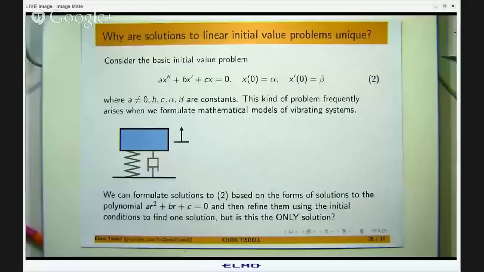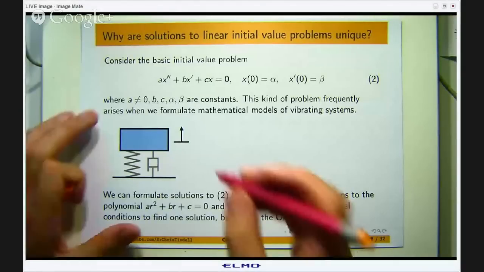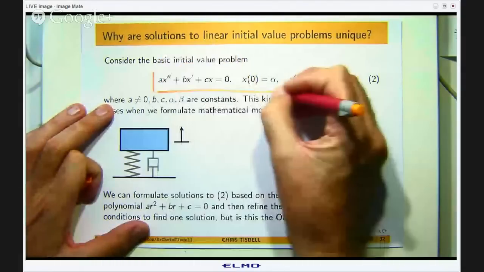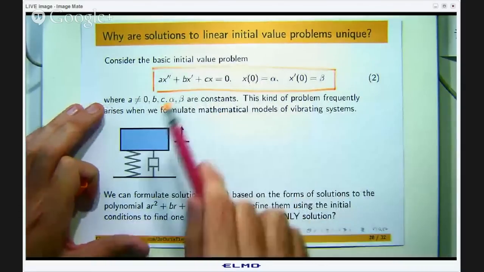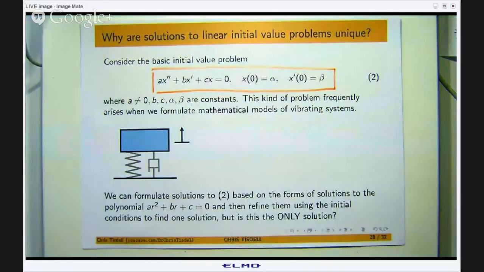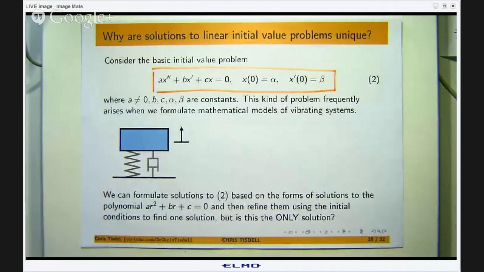Okay, so the question is, why are solutions to linear initial value problems unique? In other words, why is there one and only one solution to a problem like this one? This is a basic second order linear homogeneous differential equation coupled with some initial conditions. Here the coefficients A, B, and C are constants. A is non-zero. The alpha and the beta are also constants, and this is a very famous kind of problem that you see in science, maths, and engineering courses.